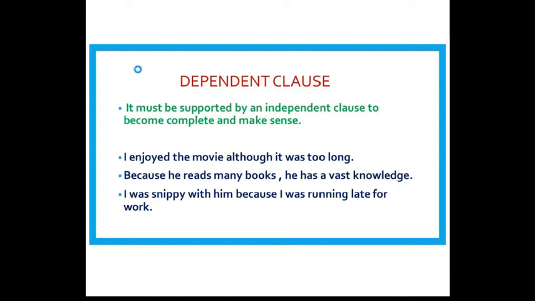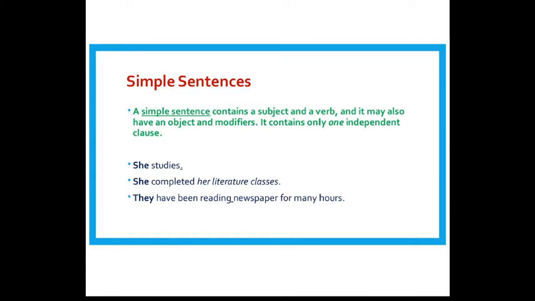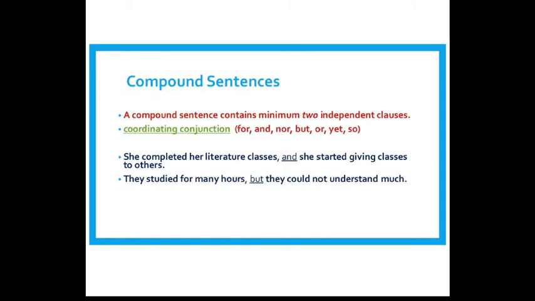So let's move forward. First of all, we need to know the simple sentence. What is a simple sentence? A simple sentence contains a subject and a verb, and it may also have an object and modifiers. It contains only one independent clause. So look carefully that it contains only one independent clause. Here are examples: She studies. She completed her literature classes. They have been reading newspapers for many hours. Those are independent clauses.